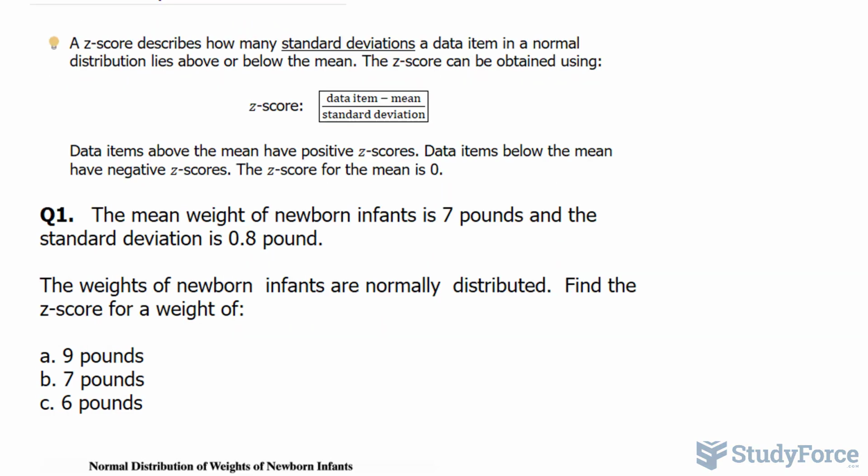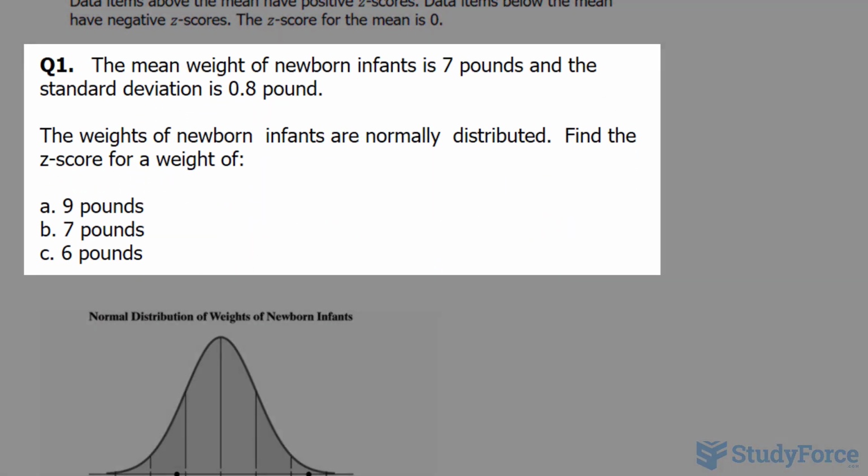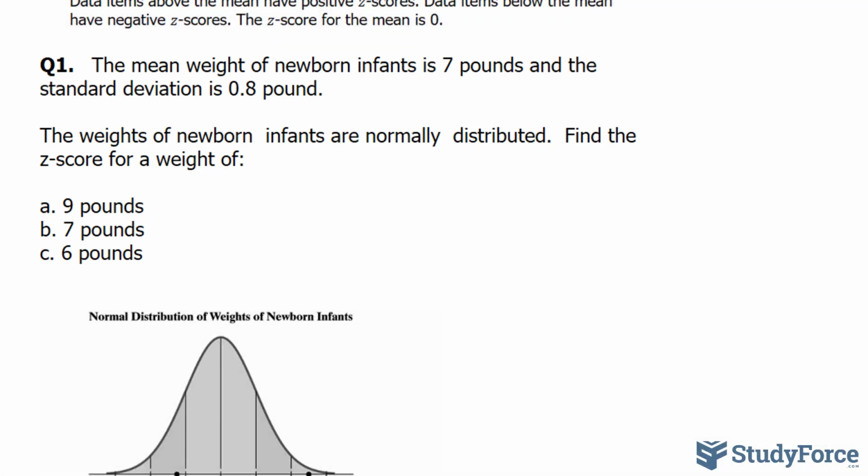With that being said, question 1 reads: the mean weight of newborn infants is 7 pounds and the standard deviation is 0.8 pounds. The weights of newborn infants are normally distributed. Find the z-score for a weight of 9 pounds, 7 pounds, and 6 pounds. Let's start with question A.